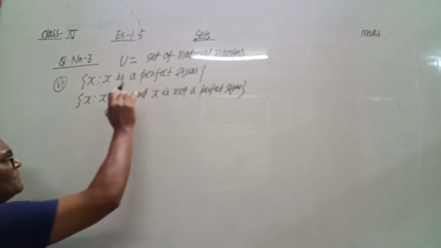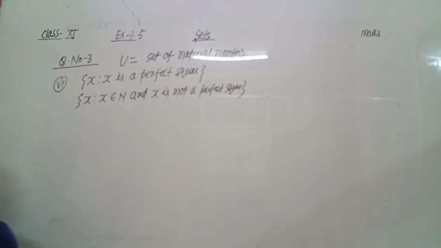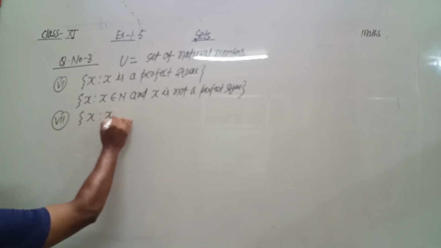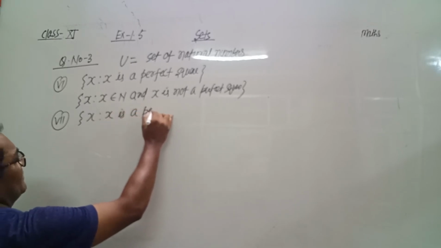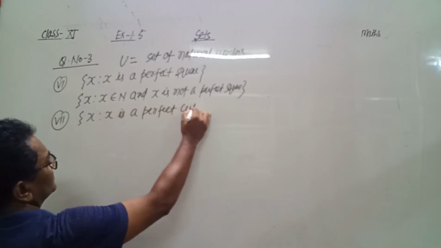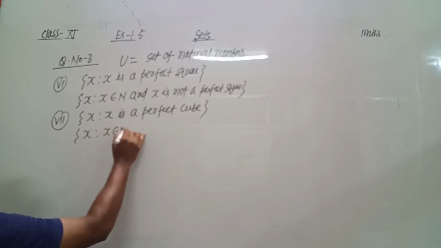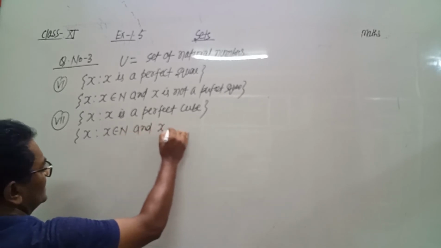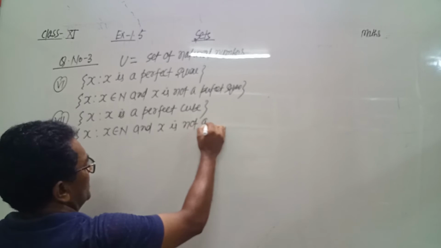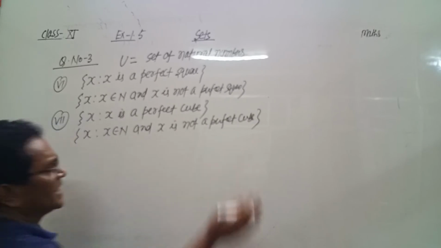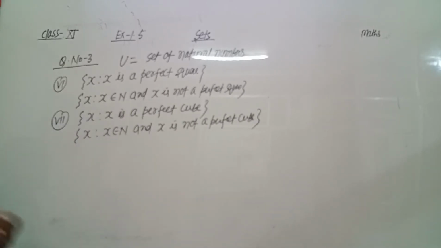Now if we subtract perfect squares from the total natural numbers, what do we get? Not a perfect square. Then X such that X is a perfect cube. Then its complement will be X such that X belongs to N and X is not a perfect cube. Perfect cubes subtracted from the natural numbers give not a perfect cube.